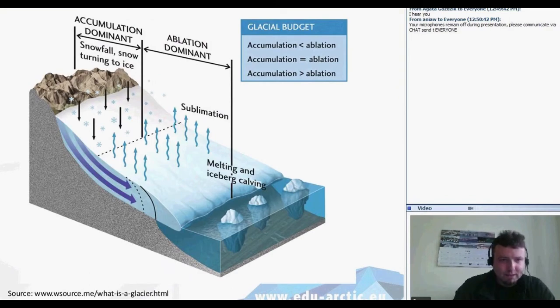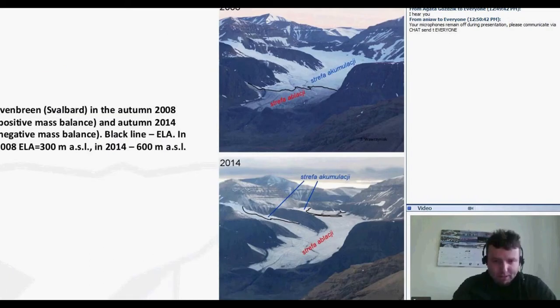On this chart, you can see the accumulation zone, the ablation zone, and there is also glacial budget in the table. So when the accumulation is lower than ablation, we have negative mass balance. It can also be equal, accumulation and ablation, so the glacier didn't change, the mass balance is the same. And there can also be accumulation higher than ablation, so we then have a positive mass balance. And as I mentioned, on the same glacier, in different years, it can be different.